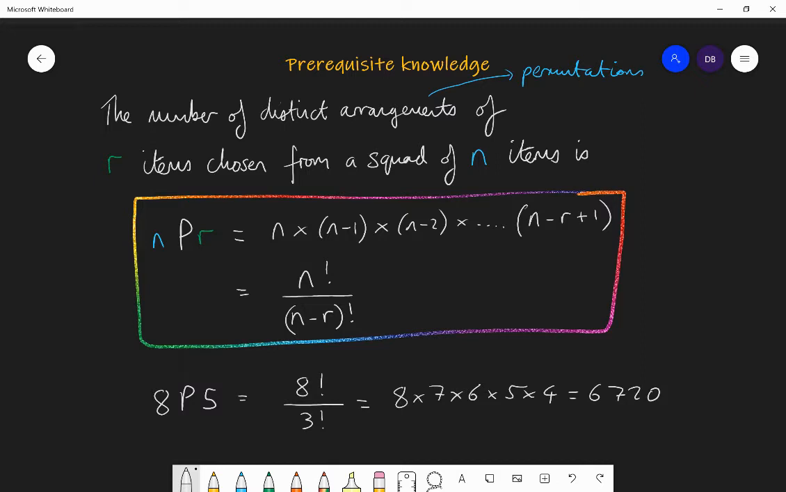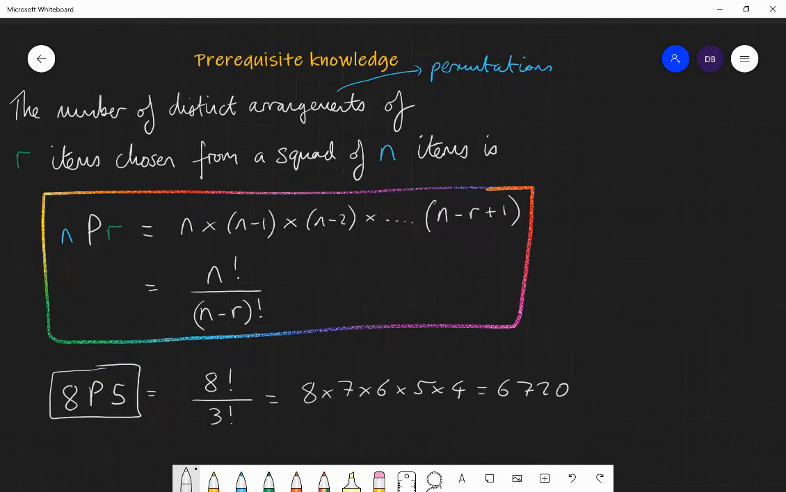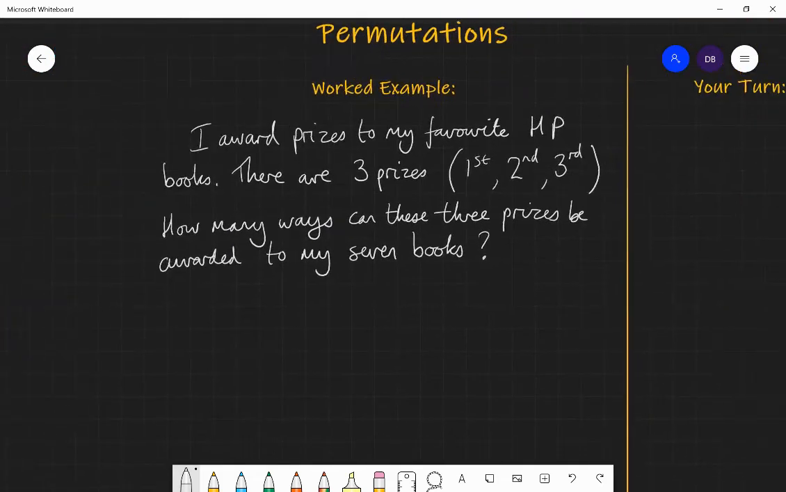There's a button on your calculator which is above the multiplication symbol. So you do shift multiplication, which will give you the nPr button. You press 8, then shift, then multiply, then 5, then equals, and it should give you 6,720. So that's going to be key, being able to use that button on our calculator. So let's have a look at the first question.